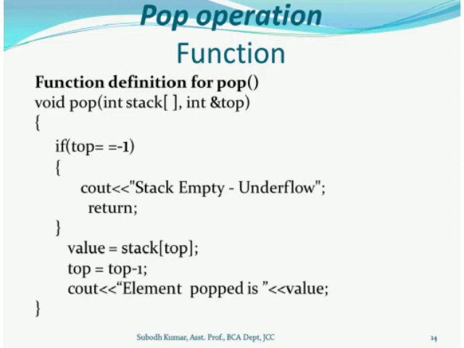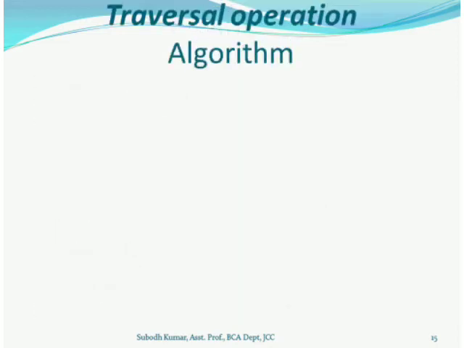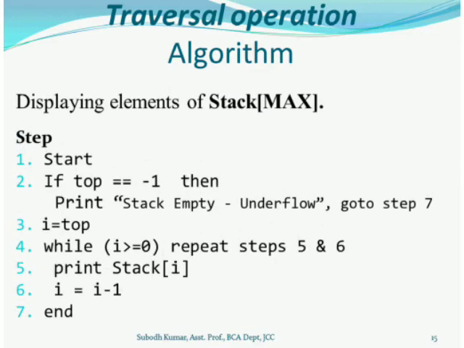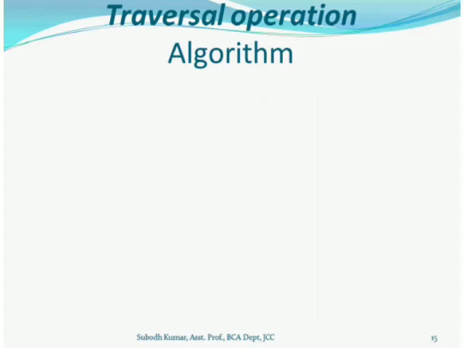And the last operation is the traversal operation, that is displaying the stack elements. Let us see the algorithm. For displaying the elements, we have to display the elements from the top side. That means first we are displaying the top element, then the second element from the top, then the third element from the top, and so on. So first we have to check for empty stack. So step number 2, if top equals to -1, then print stack empty, that is underflow, and go to step 7, that ends this process.